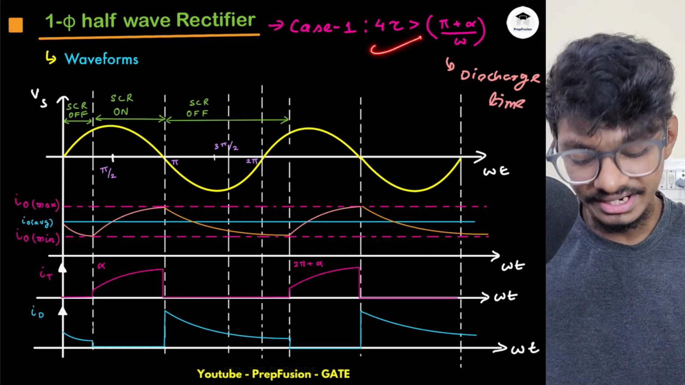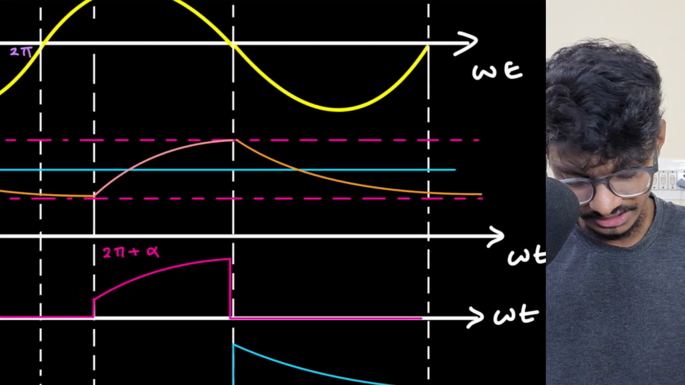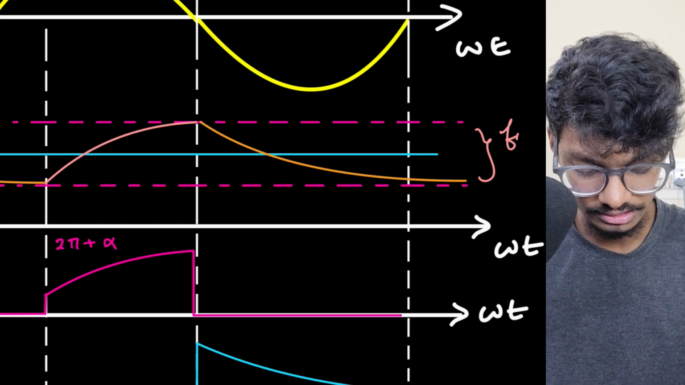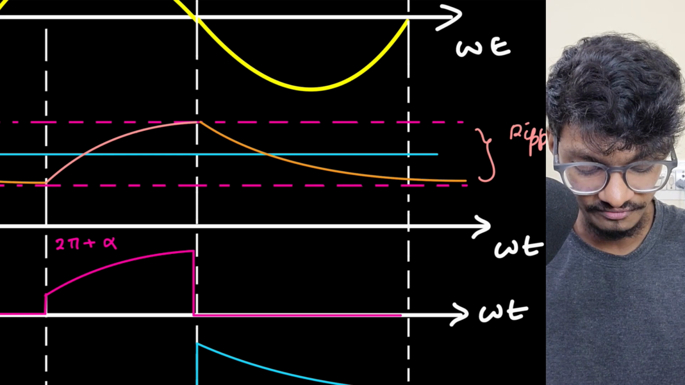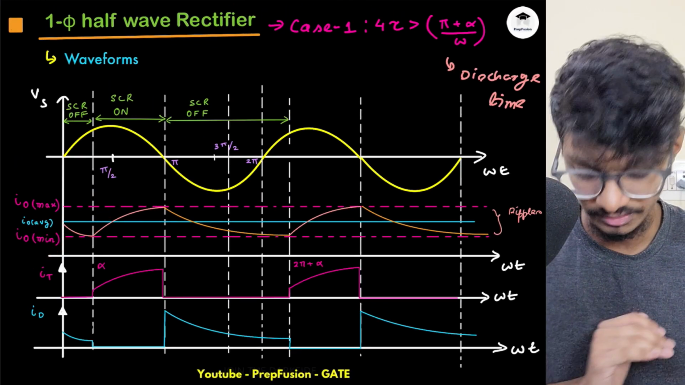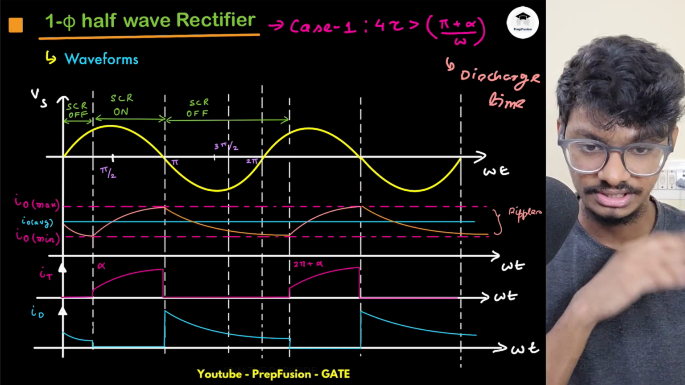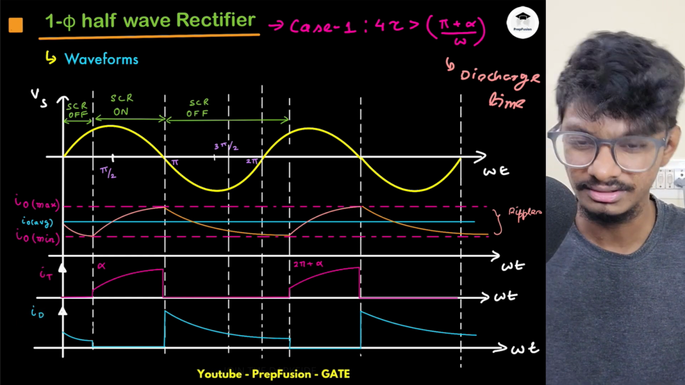So if it is just greater, what will happen? I will see ripples here. These are ripples. I have explained this in my filters lectures as well. These are ripples because my current is confined between some value. The continuity has improved very much because it is charging, then again discharging. This is like exponential charging, exponential discharging. And IT and IO, ID, I have already drawn here, so you can understand.